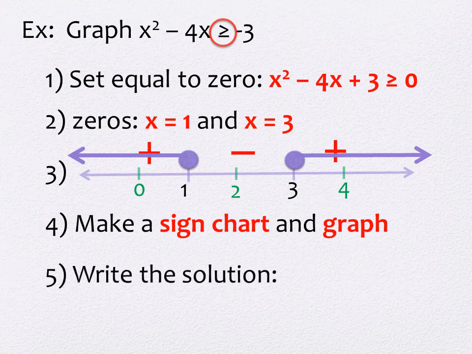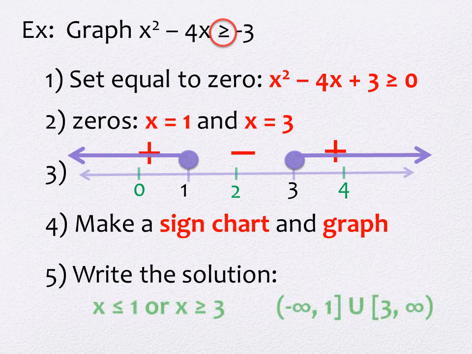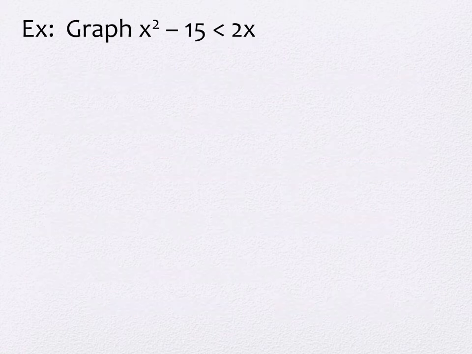Now, when we write our solution, we can do it as an inequality or interval notation. If it was an inequality, it'd be x less than or equal to 1 or x greater than or equal to 3. As interval notation, that's all values from negative infinity to 1. We use a bracket, and it's a union of the two sets. So we write it as bracket 3 to infinity for all positive values greater than or equal to 3. So let's try this one more time with our last example.